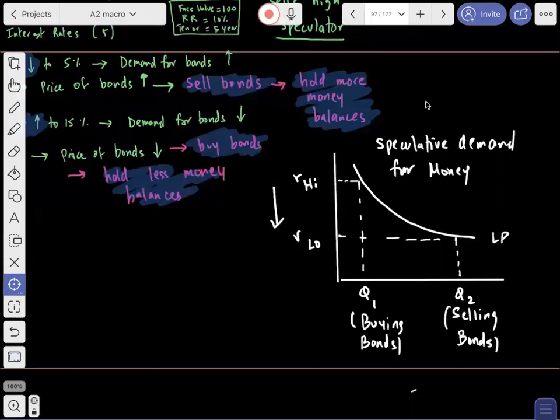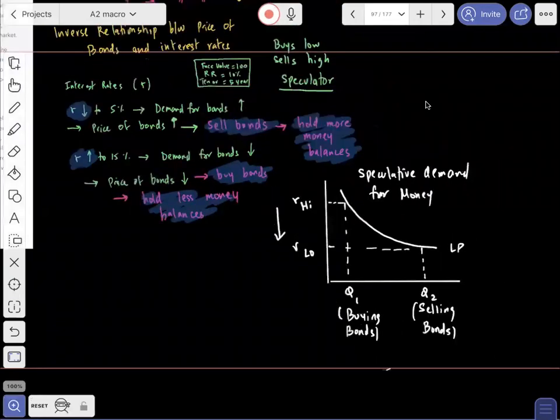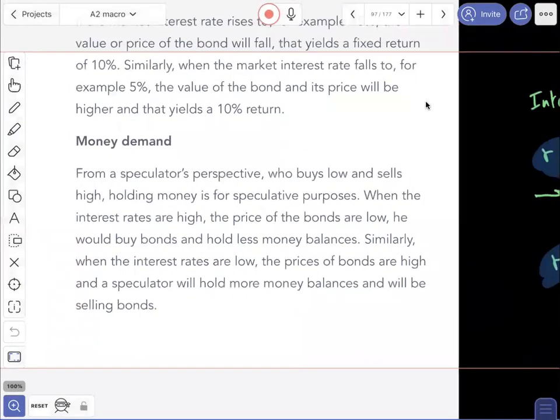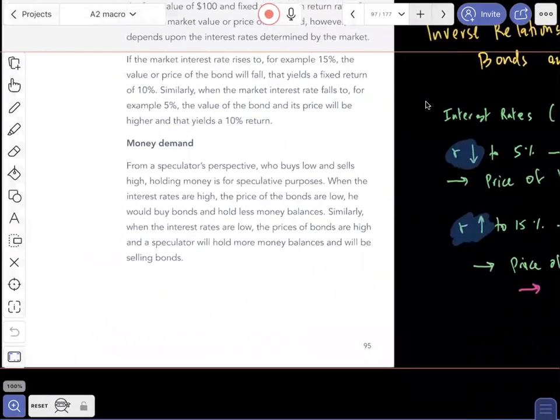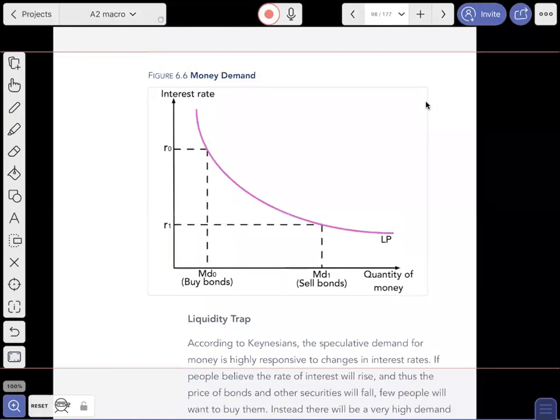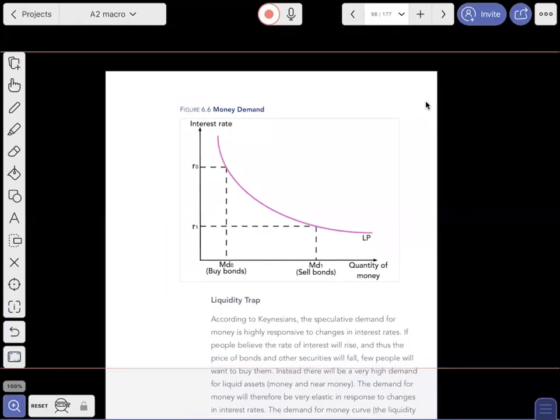Okay, I am going to take your silence as sorted. If you have a question, you can ask me later. I'm going to move on. So guys, this is what we did right now: interest rates and price of bonds. In that we discussed speculative demand, which is page number 95 from our notes. We discussed this diagram, which is that when the interest rates are high, the price of bonds is low, you buy bonds. When the interest rates are low, the price of bonds is high, and therefore you are selling bonds, speculative selling bonds. So this is the thing that we just discussed.